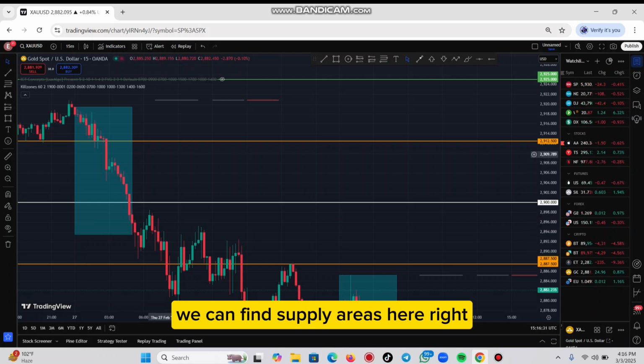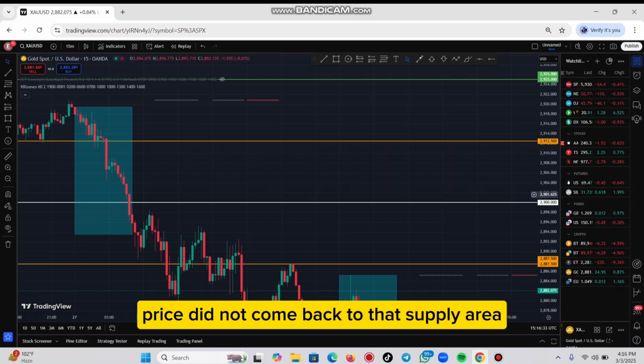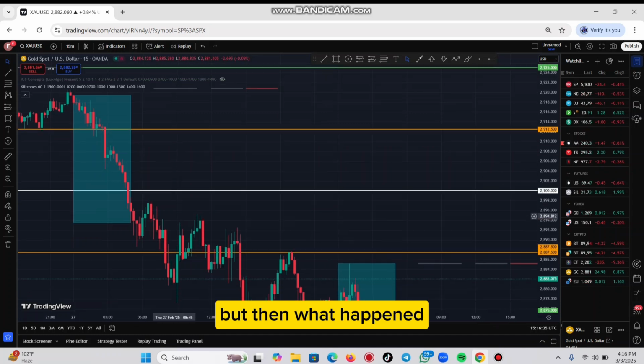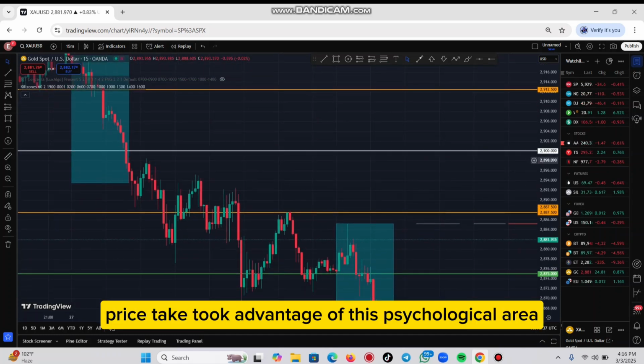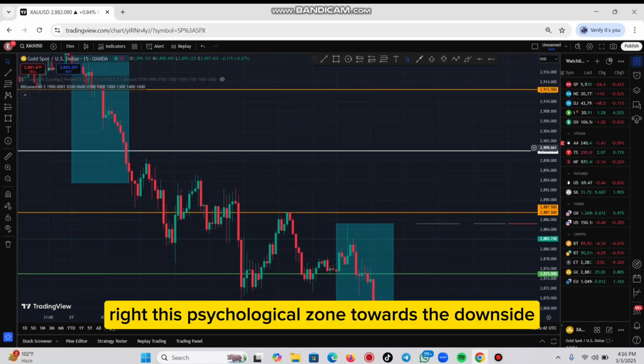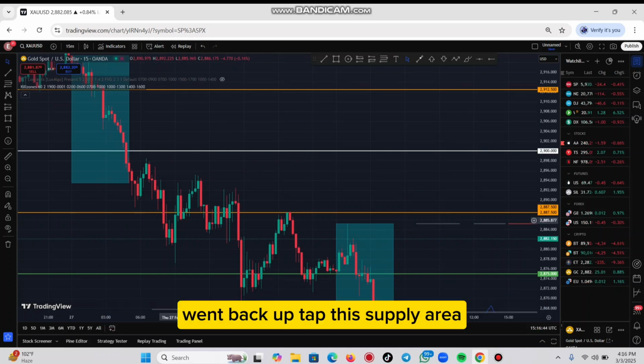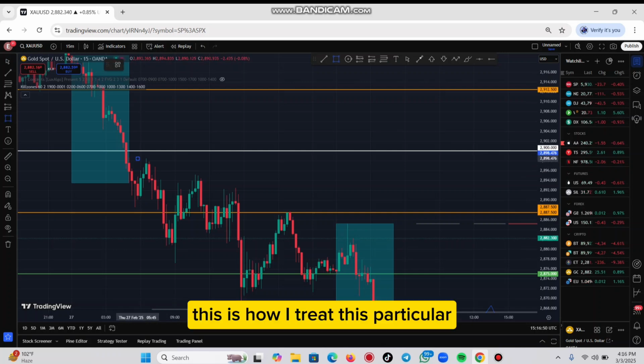You can find supply areas here, right? Price did not come back to that supply area, but then what happened? Price took advantage of this psychological zone towards the downside, went back up, and tapped this supply area. Now this is a new supply zone.